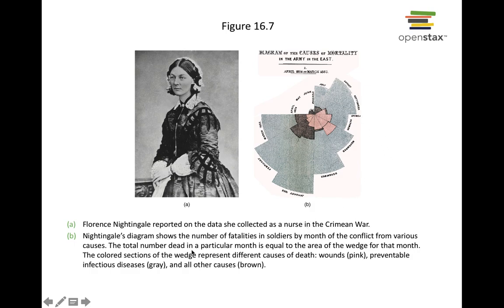month by month, from various causes. Total number of dead in a particular month is equal to the area of the wedge for that month. The colored section of the wedge represents different causes of death. Wounds were in pink, preventable infectious diseases gray, right? So this is what she saw. She goes, a lot of these men are dying from infectious diseases that we could prevent, just by cleaning up the place and making sure they have good food, and all others brown.